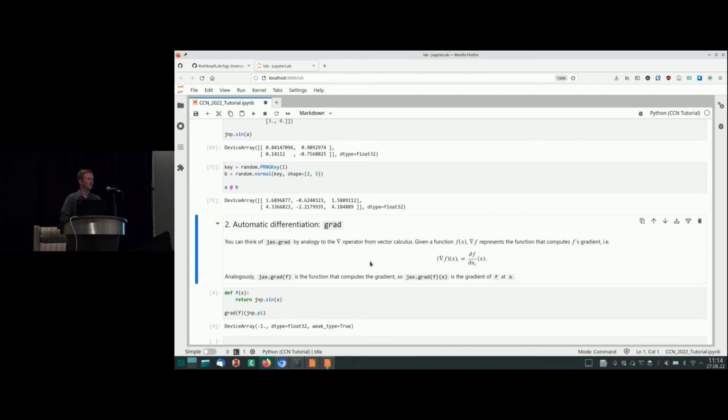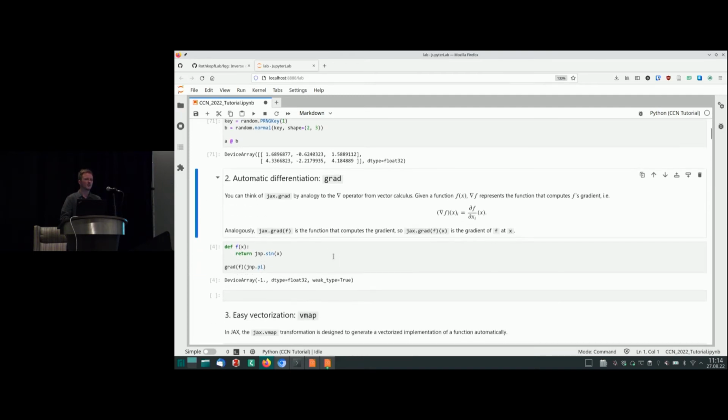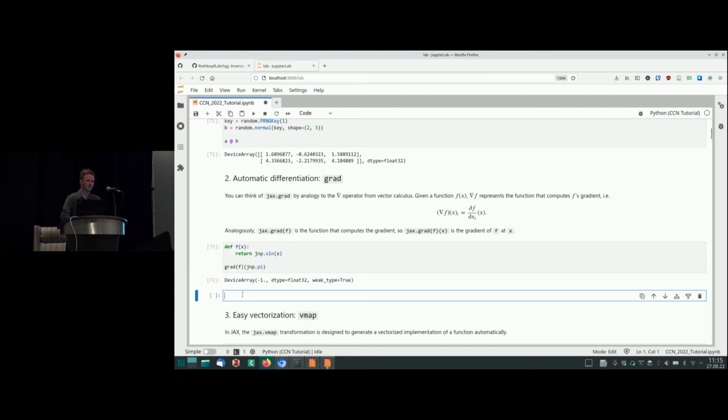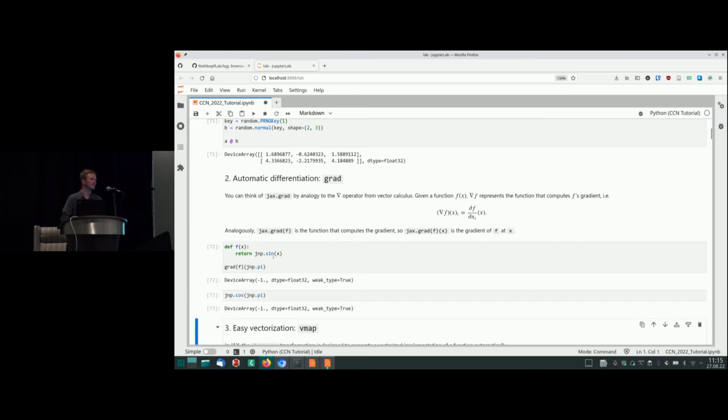What JAX gives you on top of NumPy is, first, automatic differentiation. You can think of this as a way to really compute analytical gradients of your models. For example, I define this function f that just gives me the sine of x, and I can use the function grad to turn this function f into a function that computes the gradient. The gradient of sine of pi should be the cosine, right? So let's just check the cosine of pi. Right, so this seems to work.